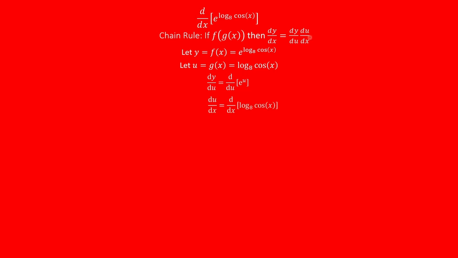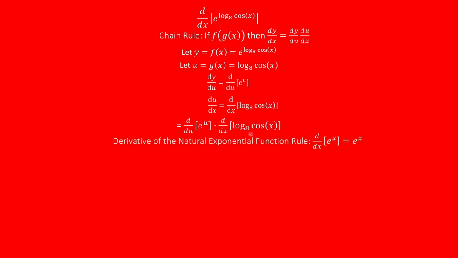Now we have to do du divided by dx, where we take this u and we put the g(x), which is log base a of cos x, over here. Now we have to combine them all. Then we have to start doing the derivatives.